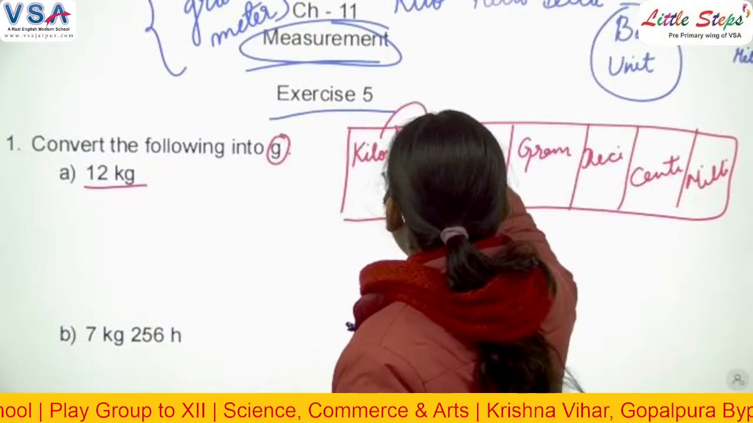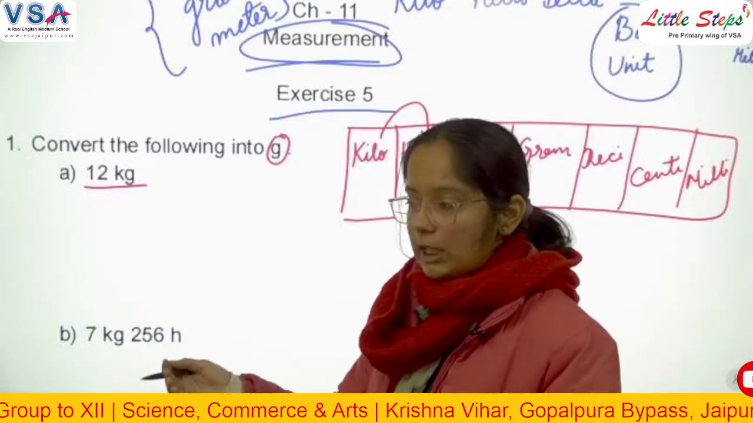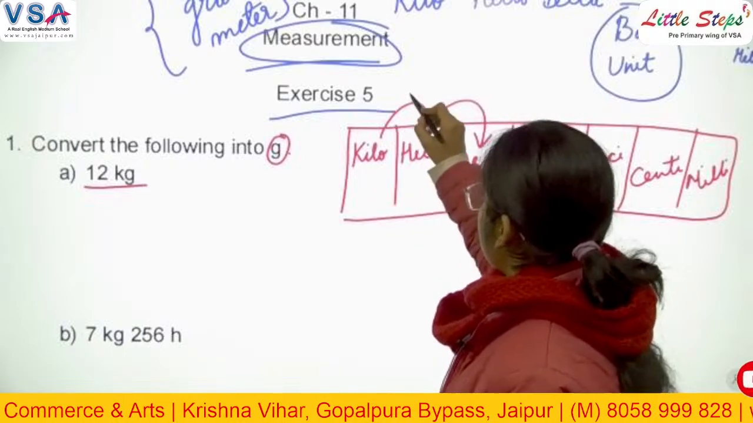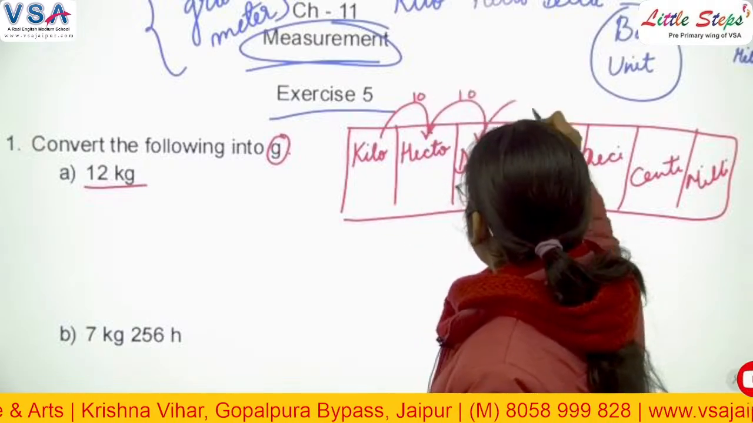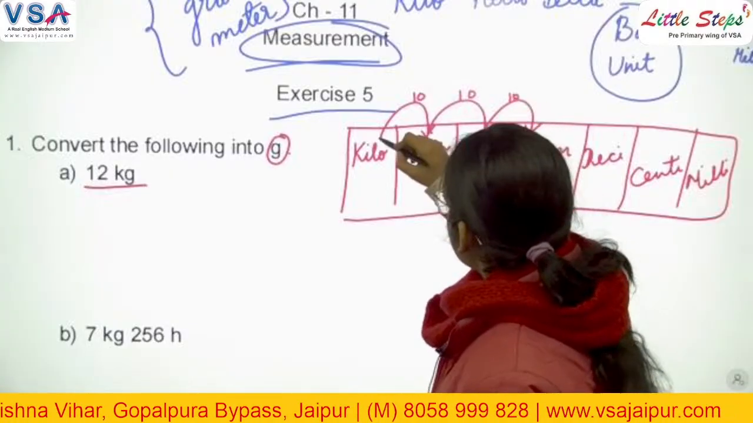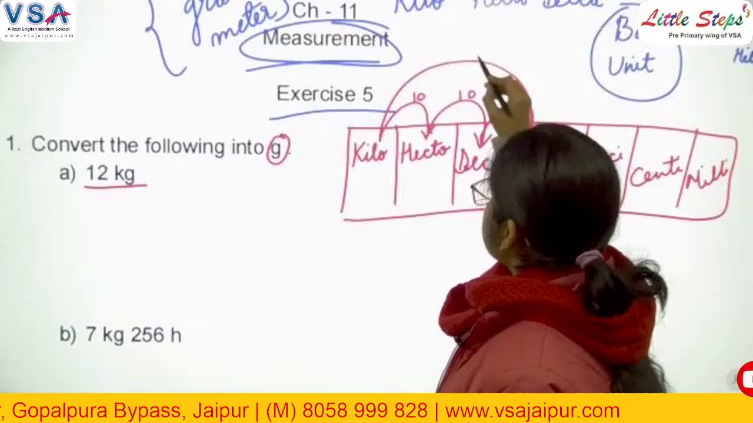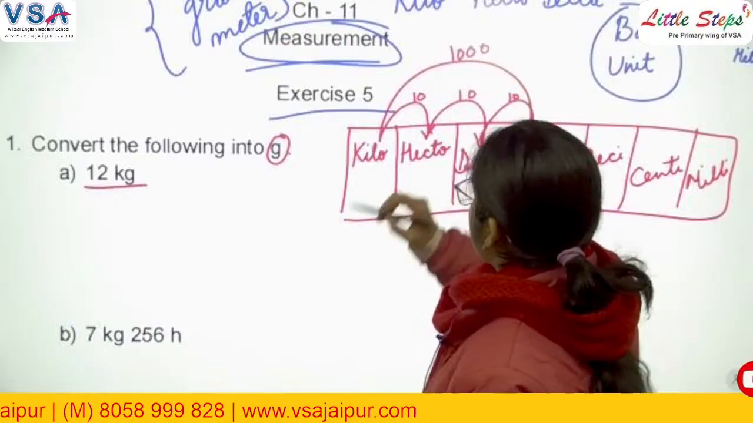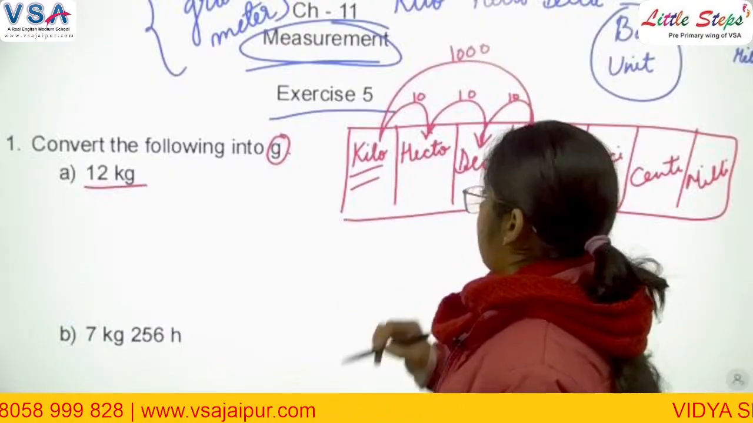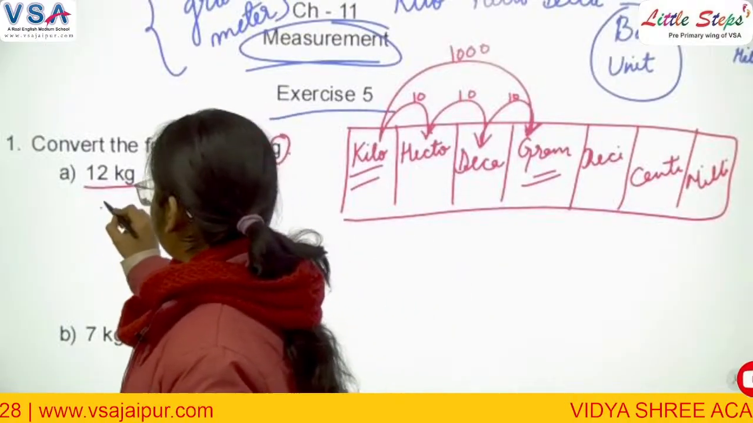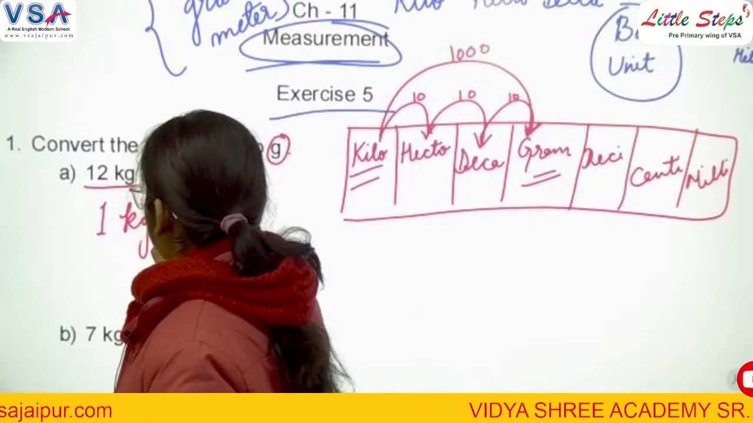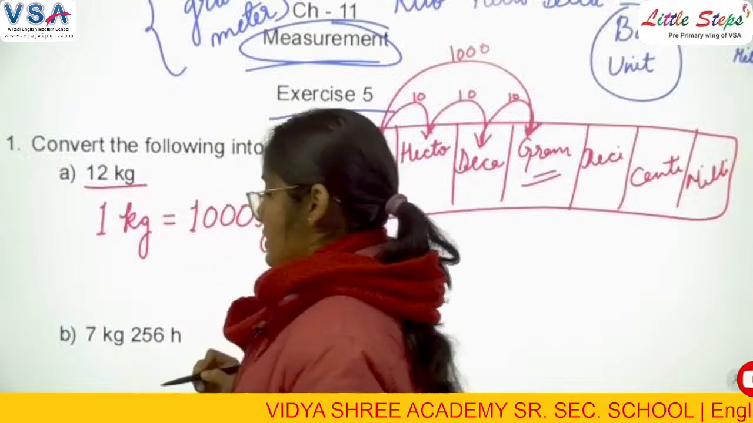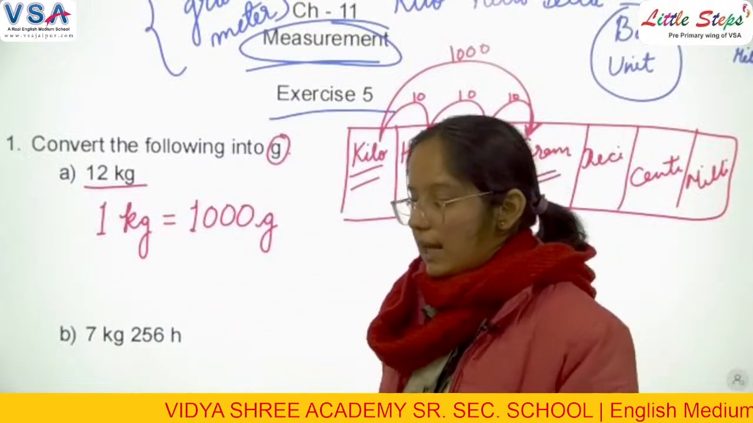It will be multiplied by 10. When we move from kilo to hecto, it will be multiplied by 10. Then from hecto to deca, it will be 10, 10, and 10. We are moving 3 times directly from kilo to gram. So it will be 10 multiplied by 10 multiplied by 10. That will be 1000. 1 kilogram is equal to 1000 grams. Is this clear? So we can write that 1 kg equals 1000 grams.